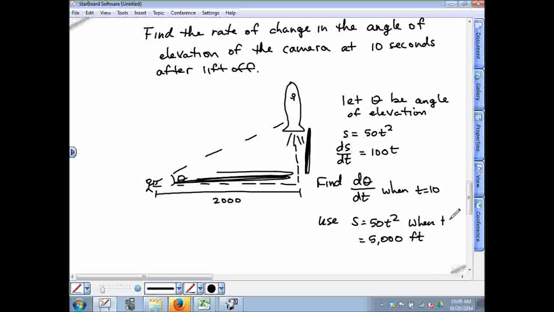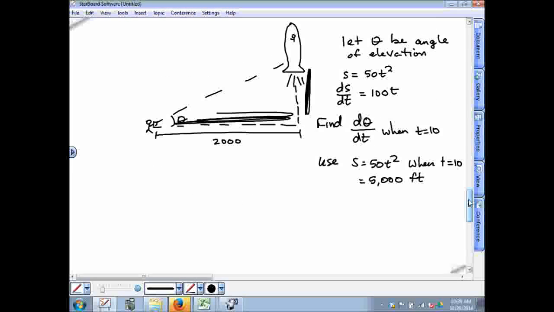When t equals 10. Yeah, that would be before launch, isn't it? t equals 0 would be at launch. Okay.